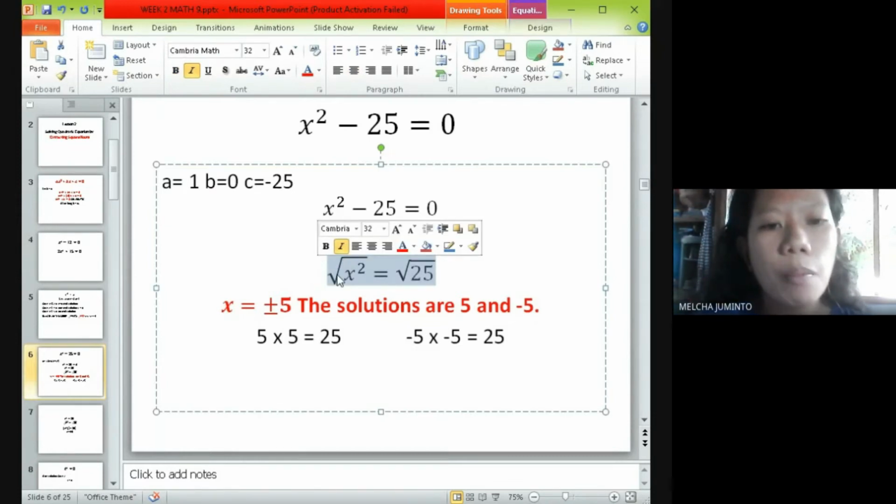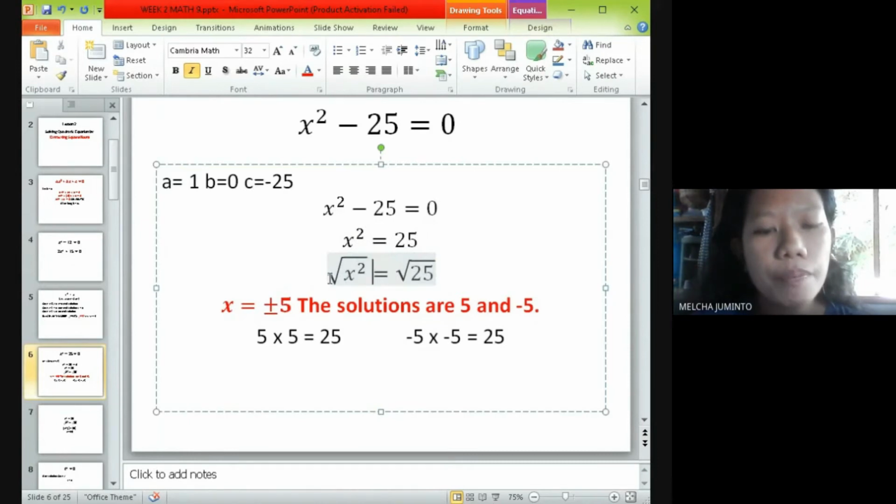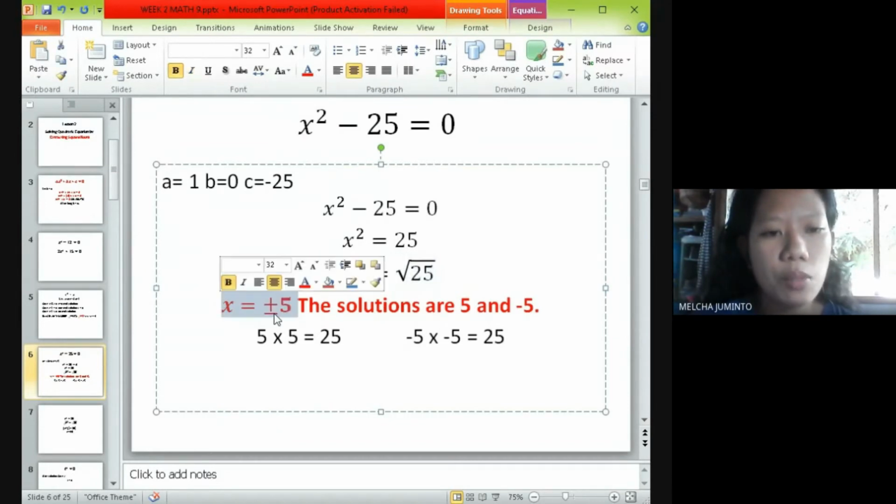This is acceptable because whatever you do on the left side is the exact same thing we do on the right side. So we find the square root of x squared, and we also find the square root of 25. So the square root of x squared is equal to the square root of 25. And as I said, once we get the square root of x squared, the value is x. And of course, the square root of 25 is two numbers, 5 and negative 5.